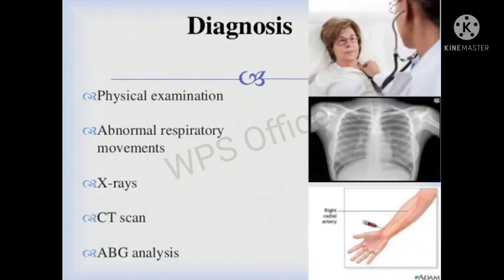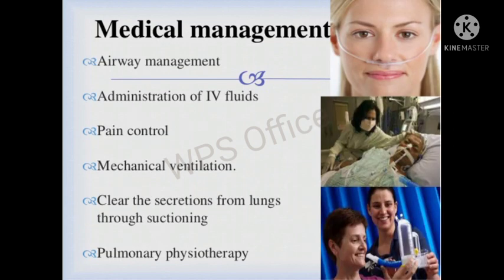In the diagnosis, we do a physical examination for abnormal respiratory movements, chest X-rays, CT scan of the chest, and then ABG analysis will be done. Under medical management, the first thing we have to do is always airway management. In a patient with a respiratory problem, we first provide airway management with the help of oxygen or ventilation.